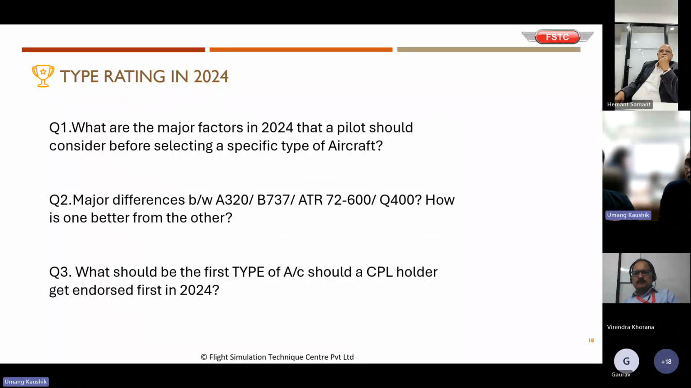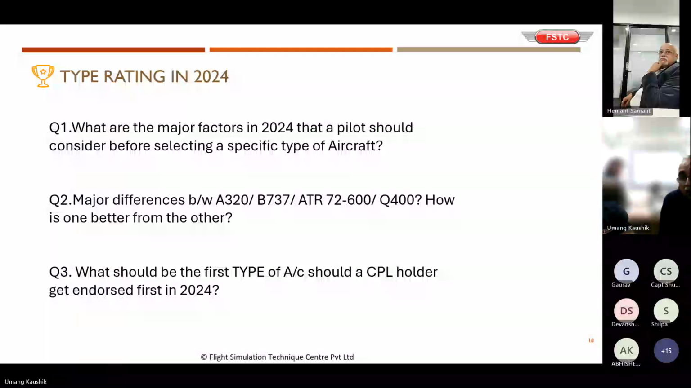So these trainees or candidates are almost on the verge of completing their CPL, or some of them have already gotten their CPL. So the question is, what should be the first type of aircraft a CPL holder gets endorsed on in 2024? If you ask me, when I look at the next 10 years, Airbus has an edge. Go for it.